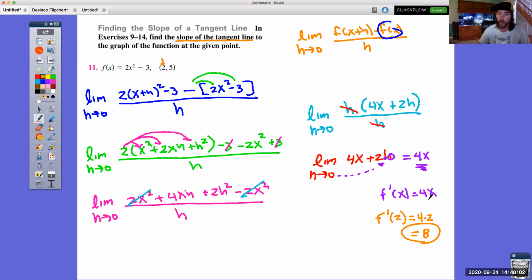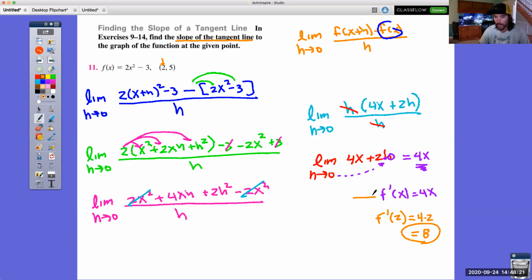The derivative is always 4x. The slope changes depending on where I'm at. If I wanted to know the slope at 3, I can now find f prime of 3. I would get 12. 4 times 3 is 12. The slope would be 12. If I wanted to know the slope at 10, I could plug in.